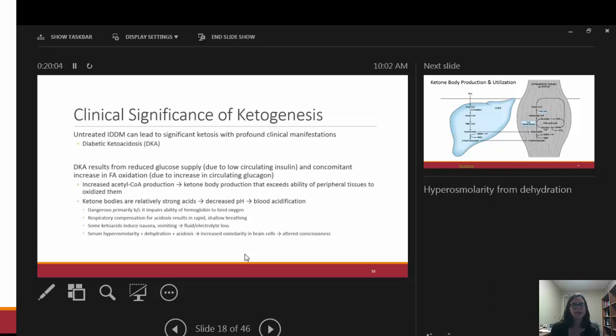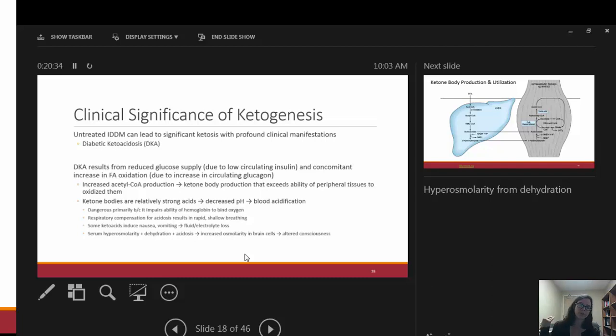Now, because these are acids, they lead to a decreased pH and blood acidification, which is primarily dangerous because it impairs the ability of hemoglobin to bind oxygen. So it compromises our oxygen delivery, and this is why we see the rapid shallow breathing in diabetic ketoacidosis. The keto acids can also induce nausea and vomiting, and this can lead to fluid and electrolyte loss.